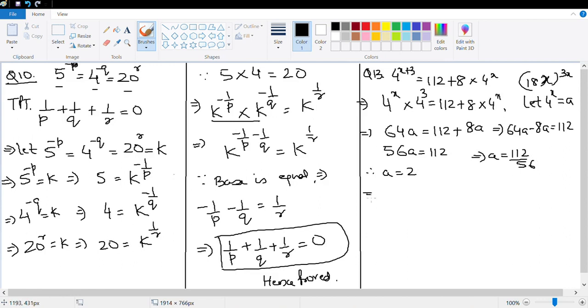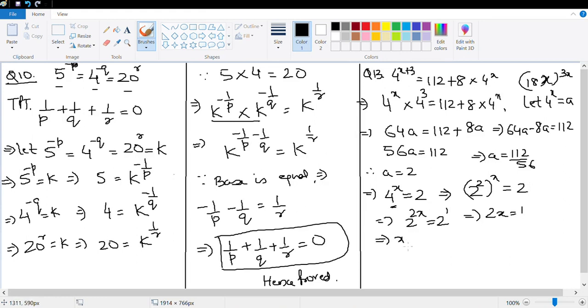Now, what is a? We had taken a as 4 to the power x. 4 to the power x is equal to 2. My left hand side can be written, so I need to convert this to base 2. So this can be written as 2 square to the power x is equal to 2, which means 2 to the power 2x is equal to 2. The power here is 1, which means 2x is equal to 1, which means x is equal to 1 upon 2.